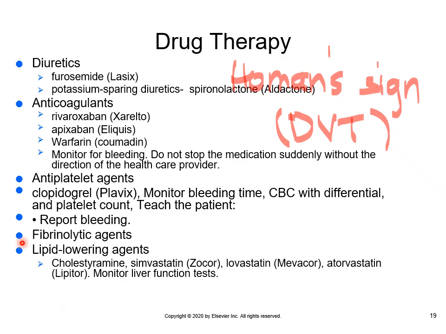Okay, right. Lipid lowering agents. Why are we giving or making sure that we are controlling the cholesterol or the lipids of our patient? It is because of those plaques, we call them fat plaques.